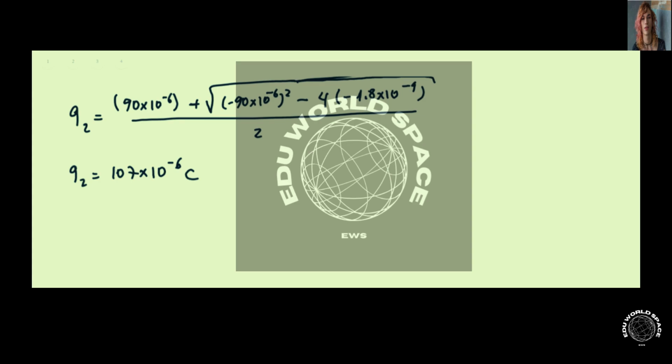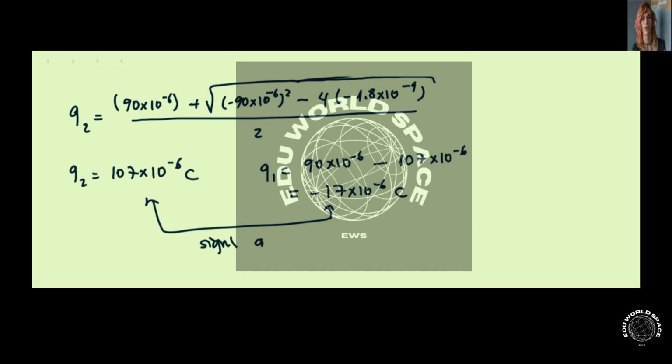And again, Q1 equals 90 times 10 to the power of negative 6 minus 107 times 10 to the power of negative 6 now. Then Q1 is going to be negative 17 times 10 to the power of negative 6 coulombs. As you can see, the signs are opposite. So everything is great, which means the magnitude of the force is negative, which means there is an attraction going on.